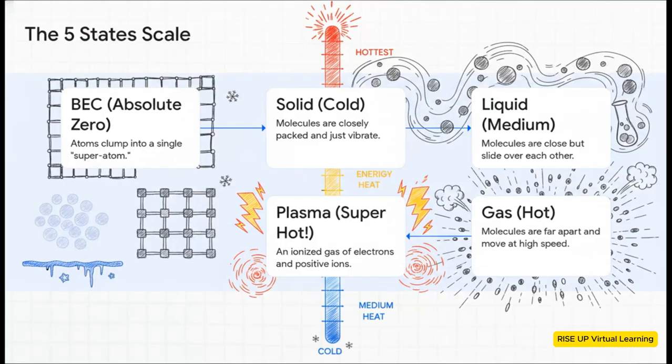At the end of the day, the 5 states of matter are just a story about energy. Just think of it like a temperature scale. At the absolute rock bottom, the coldest you can get, you have Bose-Einstein condensate. Add a little energy, it becomes a solid. Add more energy, you get a liquid. Keep going, you get a gas. And at the very top, with a ton of energy, you have plasma. BEC, solid, liquid, gas, plasma. You're just walking up the energy ladder.